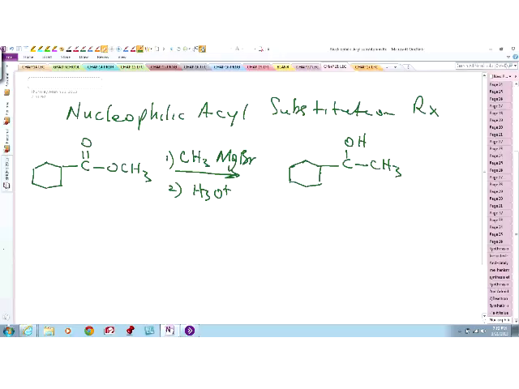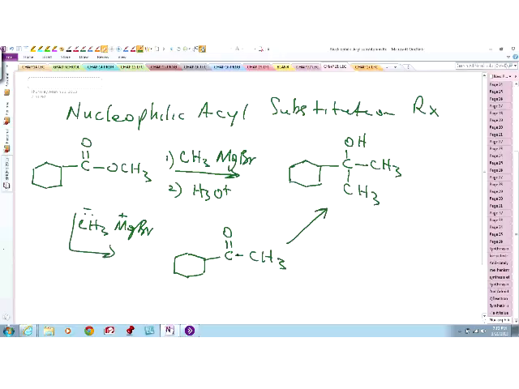The two methyl groups come from the Grignard. So this is an example of a nucleophilic acyl substitution reaction. Actually, there are two processes taking place here. The first thing that happens is that the first Grignard reagent will give you a ketone. In this case, this methyl group has replaced this here. So that's a nucleophilic acyl substitution reaction. Now the next Grignard is a nucleophilic addition because this is now a ketone.